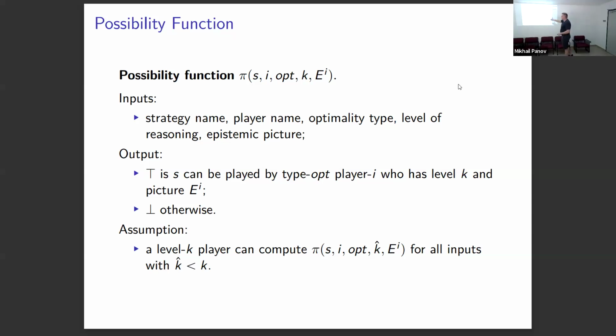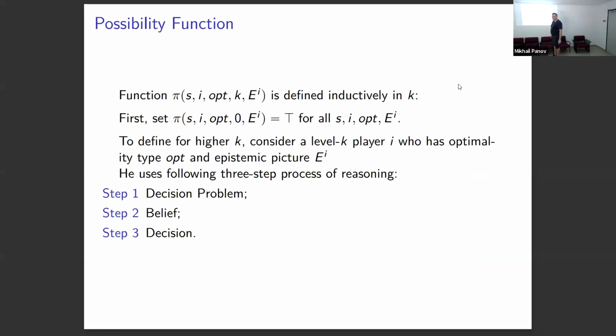So how do I define this function pi and how do I compute it? Is that an assumption about the players? Yes, this is what level k means. It's just difficult to compute this thing. Maybe sometimes it's even impossible, because some function may not be computable, as in computer science. But for many epistemic features it's computable. I do not ask this question in this paper, of when it's computable.